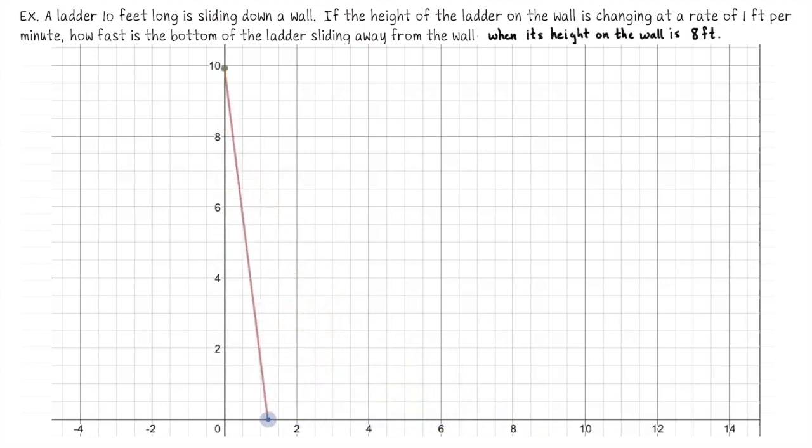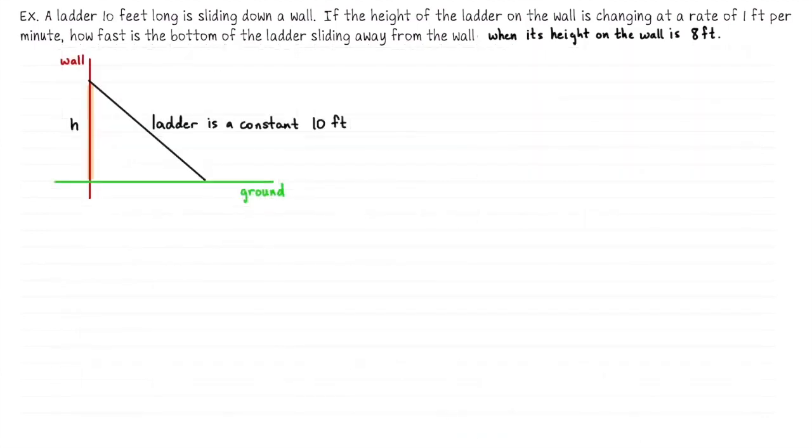So looking at this, I would notice that we have a right triangle every moment when the ladder is sliding down. The hypotenuse of this triangle is a constant 10 feet, so that's not changing. However, the height on the wall and the distance from the base of the ladder to the wall, the two legs of the right triangle, are changing. So I don't want to set those to be a constant or anything like that. I have to remember that they're changing over time.